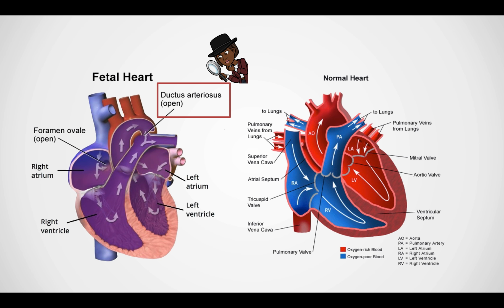So it flows down into the right ventricle where it normally would be sent to the lungs to be oxygenated. However, this ductus arteriosus allows the bypass of the lungs in the fetal heart.